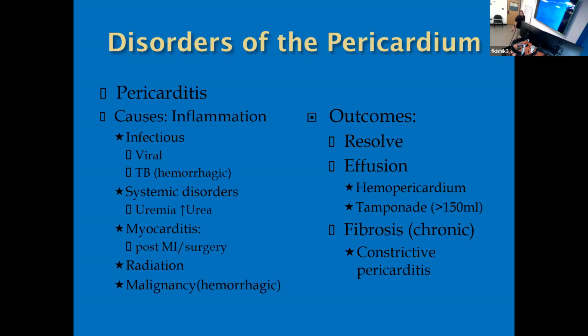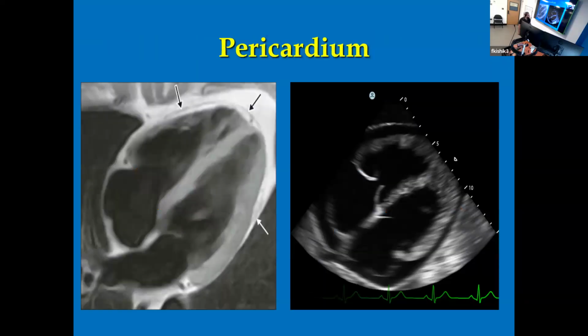Outcomes, it can resolve on its own, or it can end up with a pericardial effusion that might stay there for some time, and eventually it might cause tamponade if it's greater than 150 ml. Or it can fibrose. That can lead to constrictive pericarditis. You have to remove the pericardium. So here's a thickened pericardium, and here, black is an echo. Black fluid on echo is black, and here's pericardial effusion.